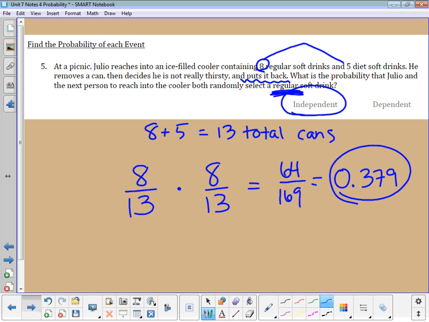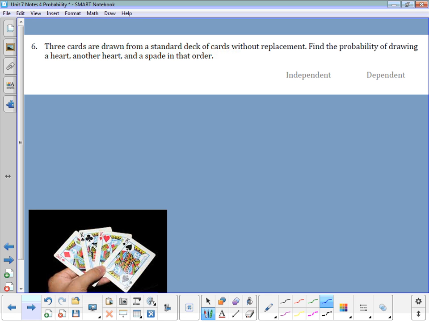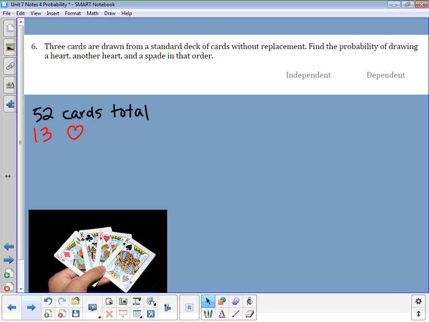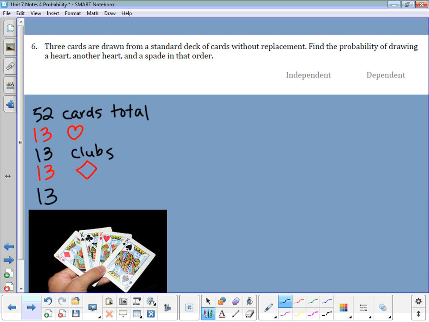Let's look at number 6. Now we're pulling 3 cards from a deck without replacement. Find the probability of drawing a heart, another heart, and a spade in that order. Well, one good thing to know is how many are there of each type. There's 52 cards total, and there's 13 of each type. So there's 13 hearts, there's 13 clubs. I can't draw a club, I'll be honest. There's 13 diamonds, and there's 13 spades. This one I could try.